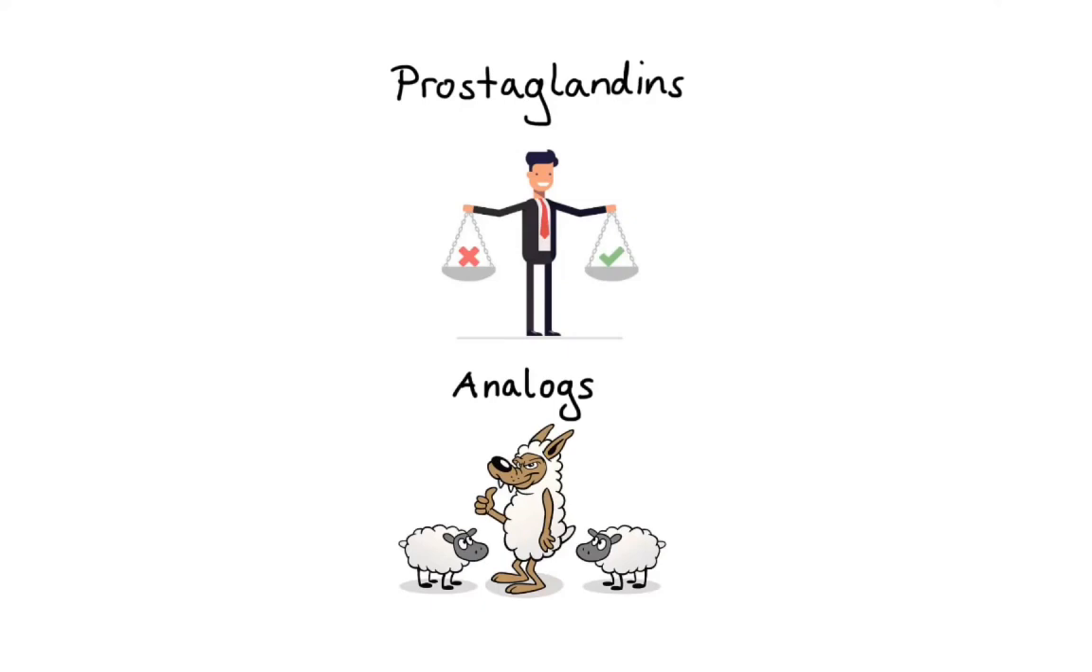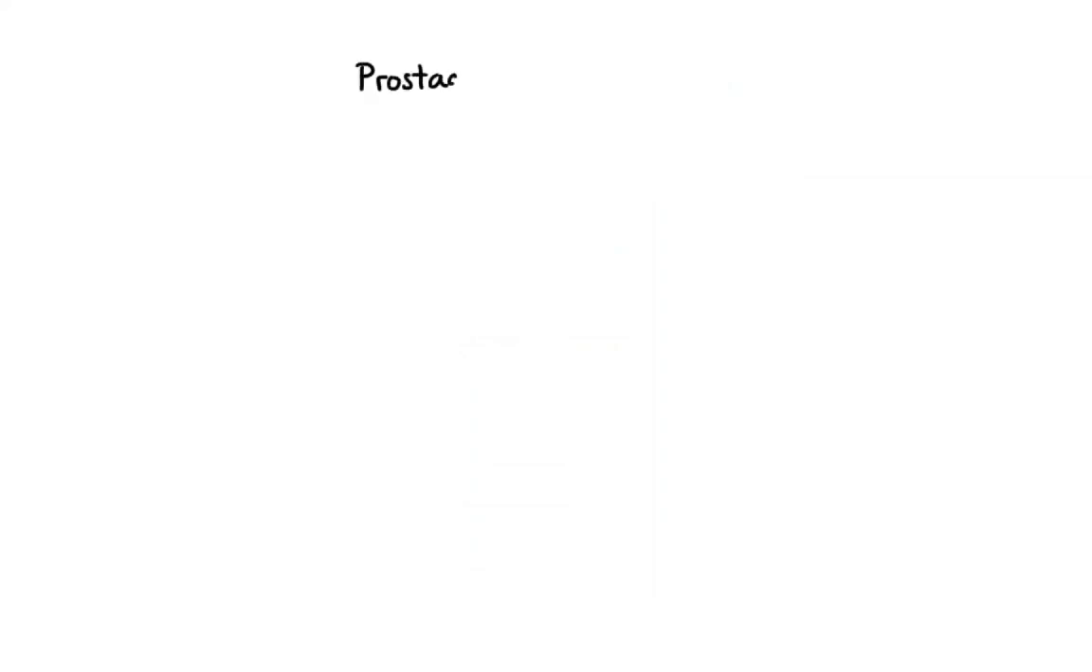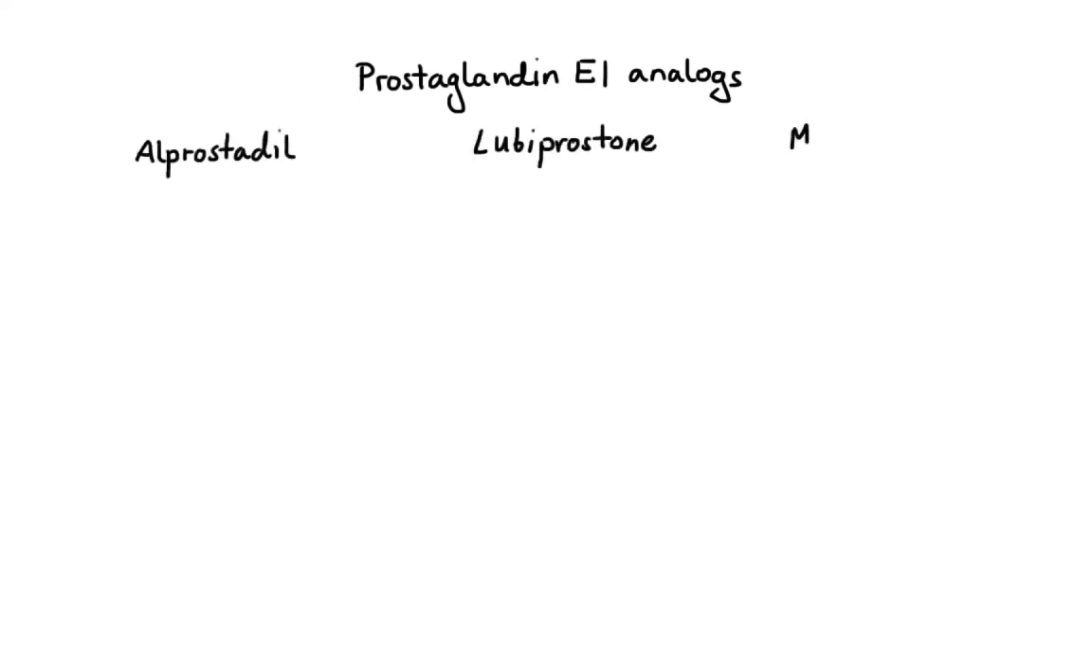Now, prostaglandins exert their effects by interacting with specific G protein coupled prostaglandin receptors, of which there are at least 9 known subtypes. The effects of a particular prostaglandin may vary widely depending on the tissue and expressed receptors. So now let's discuss some of the commonly used prostaglandin analogs, starting with analogs of prostaglandin E1. Examples of agents that belong to this group are alprostadil, lubiprostone, and misoprostol. Although all these agents are derived from prostaglandin E1, they were designed for different therapeutic purposes.